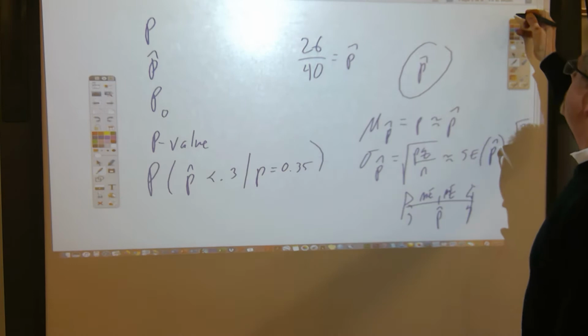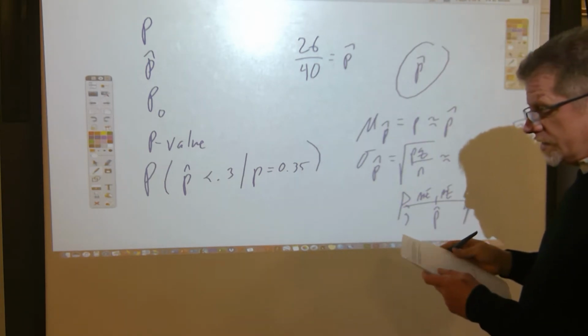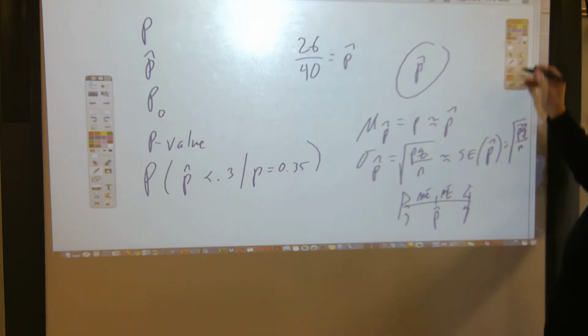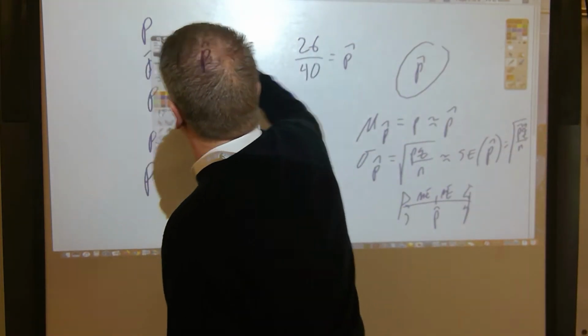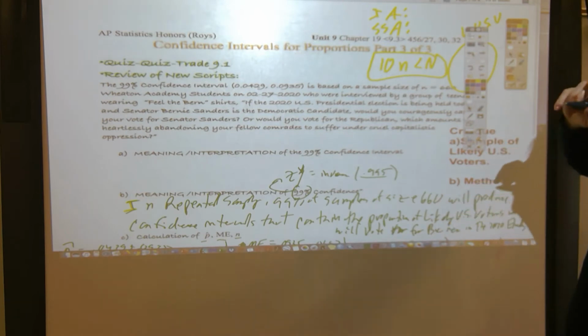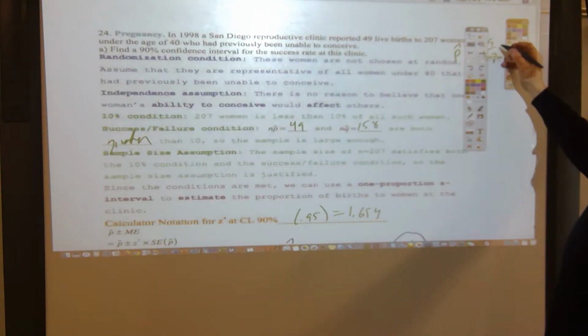But in this problem, they're asking you to construct and interpret a 95% confidence interval. Look at how similar that problem is to the pregnancy problem, in which we're not saying pregnancy is a problem.